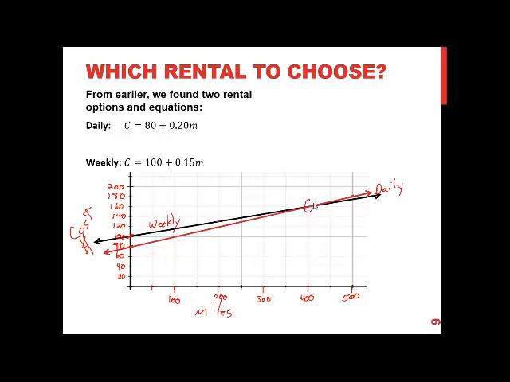And it looks like they cross right here at 400 miles and $160. So if you drive 400 miles, you will pay $160 either way. On this side of the graph, you see the red line is lower, so that means it's cheaper to go with the daily rate until you hit 400 miles. After you've hit 400 miles, it's going to be more expensive for the daily rate. Our red line is higher, and so it would be cheaper to go with the weekly rate.